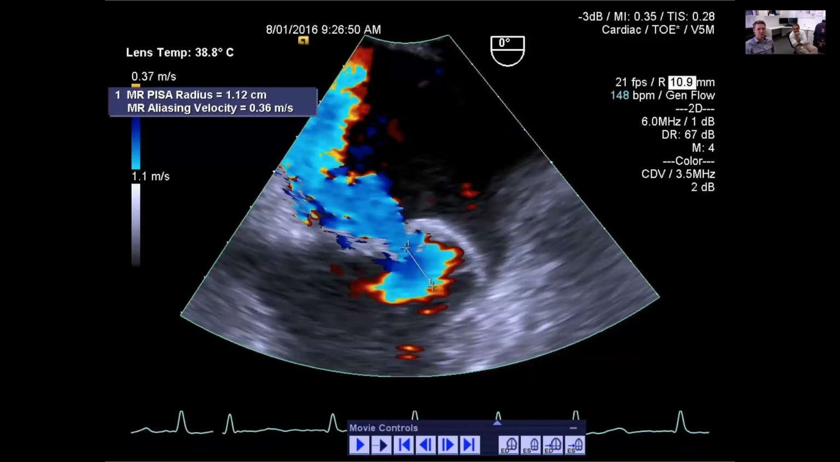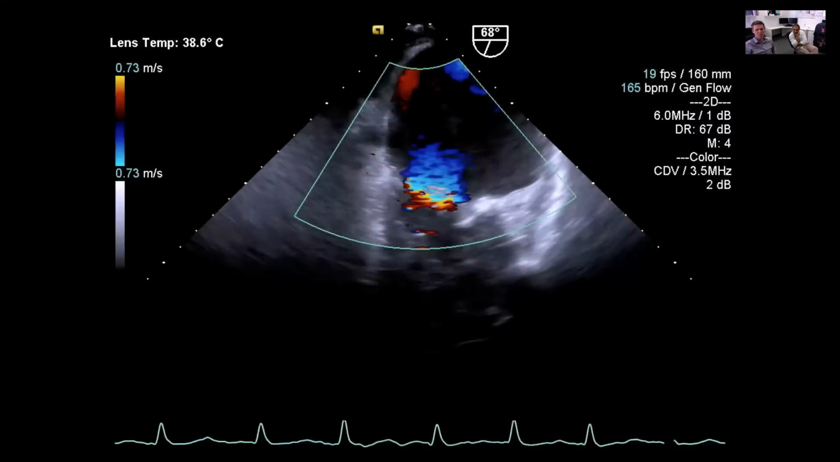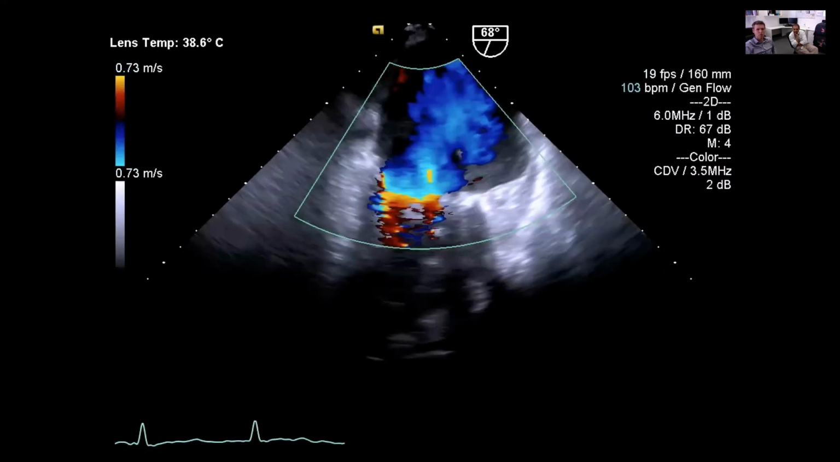So there's me trying to show you how to do it. I've got a PISA radius of 1.1, suggesting that we've got at least significant MR. If we're in a sinus rhythm, which I can't quite tell, this is me trying to show that if you've got a pulse wave coming through the leaflet tips, it's greater than 1.2. Yep, because I've got 1.3, so there's significant blood flow.